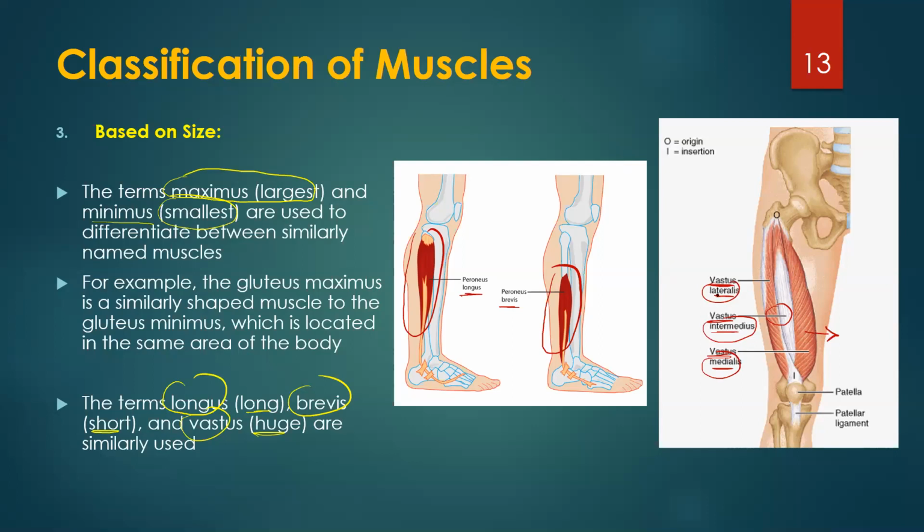From these words, lateral, medial, and intermedius, you can also get an idea of the position of these three muscles with respect to each other. And this origin is actually the proximal end of the muscle, as we have seen in the case of bones. And this I, or insertion, is actually the distal end. Now the word origin is rarely used. The word proximal is more commonly used instead of origin, and distal instead of insertion. But in some books you may find O and I, origin and insertion, as well.